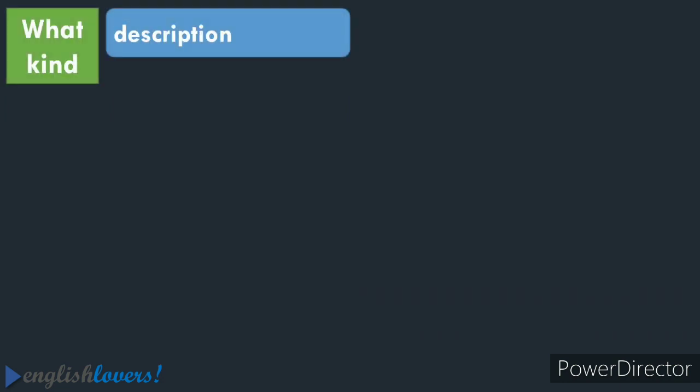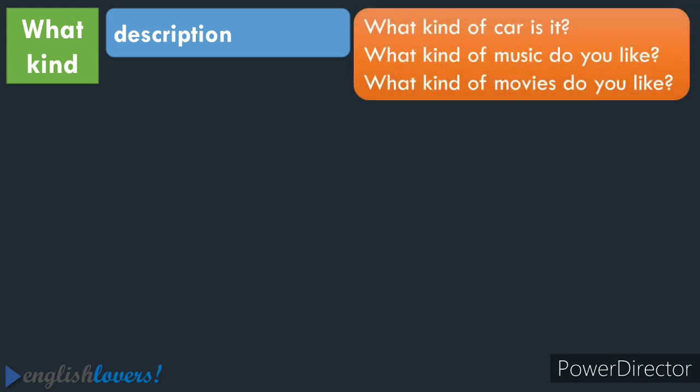Next is what kind. So what kind is used in order to know the description. If you want to know the description of something, you ask the question with what kind. See the examples. What kind of car is it? So here the speaker wants to know the make of your car, that is the company, the brand of your car, the features of your car, the color and all the details of your car. That is what kind of car. So he wants description.